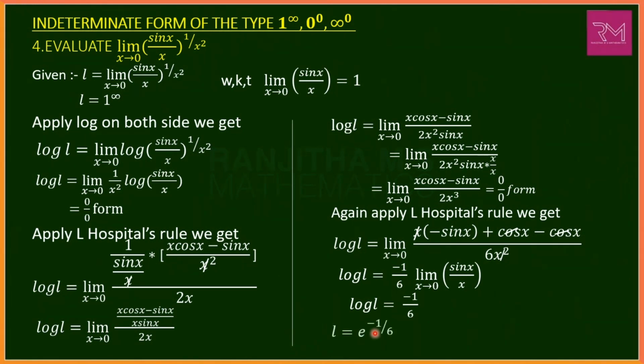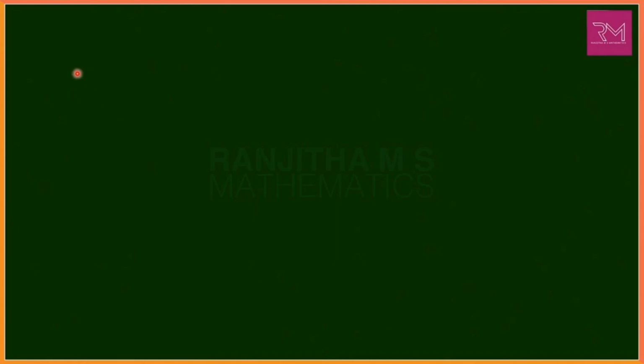Hence we get L value as, if we take log to the right hand side, that becomes exponential power of minus 1 by 6. This is the value of the indeterminate form limit of sin x by x whole power 1 by x square as x tends to 0. This is a very important problem. They asked in the examination several times. This completes the problem. We shall move on to another problem.